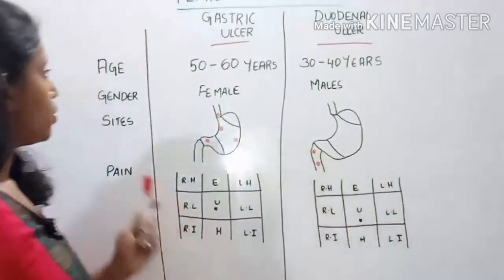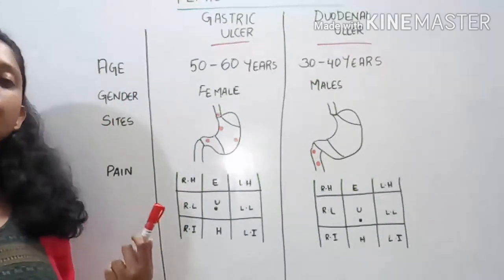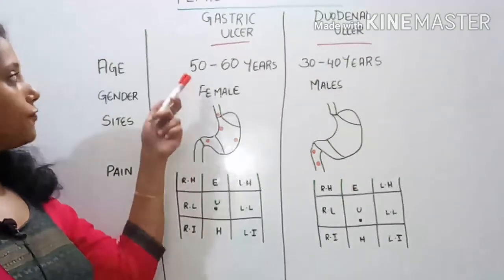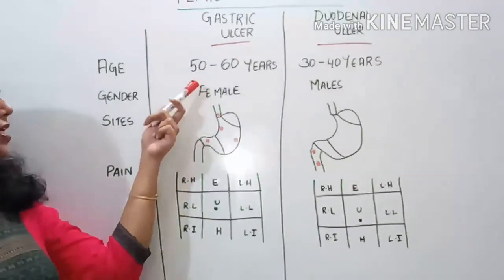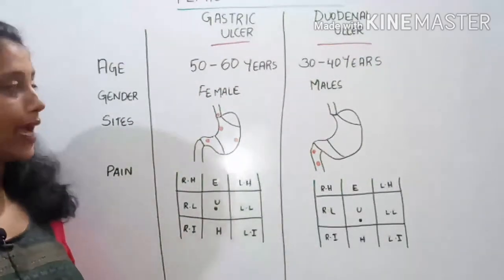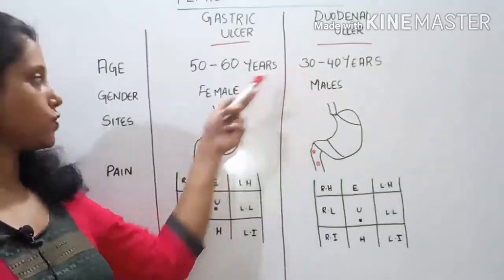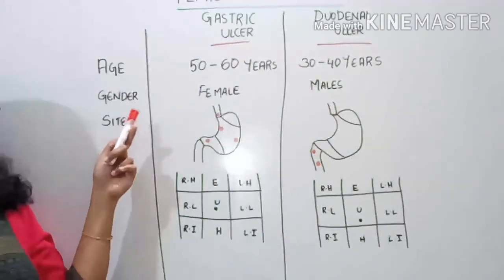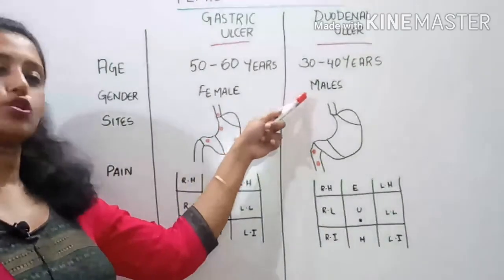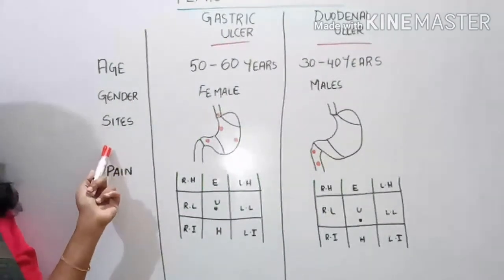First heading on which I am going to talk is the age of the patients who suffer from these two diseases. First, in gastric ulcer, it is 50 to 60 years. That means elderly people are more prone to have gastric ulcer, whereas in duodenal ulcer, it is 30 to 40 years of age. And next, gender. Gastric ulcer is usually seen in females and duodenal ulcer is usually seen in males. And the sites of gastric and duodenal ulcer.